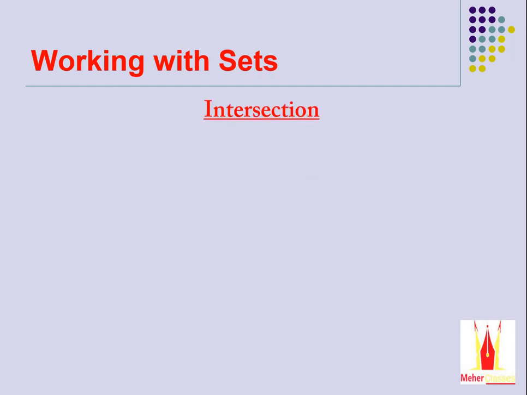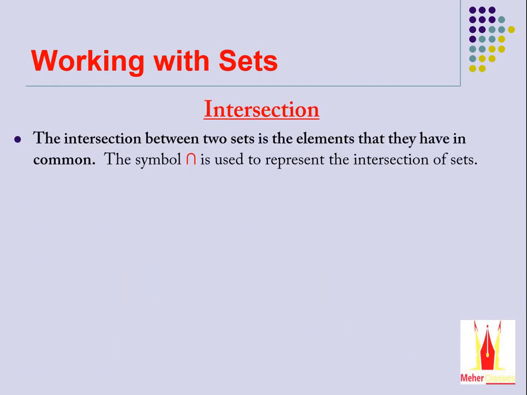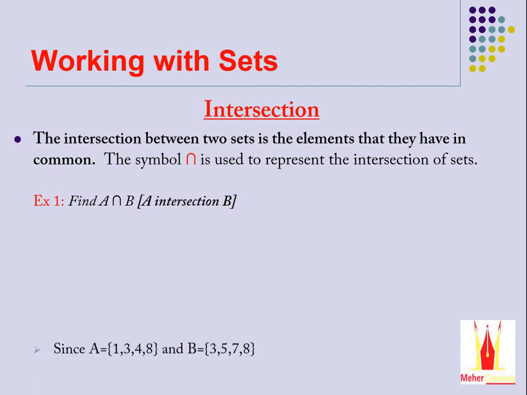Let's talk about intersection. Intersection is something that talks about common elements. If you have some elements that are common in two or more sets, and you want to find the intersection of those sets, you just need to put them in one resultant set. The inverted U symbol is used to represent the intersection of sets. So let's take an example. I want to find A intersection B.